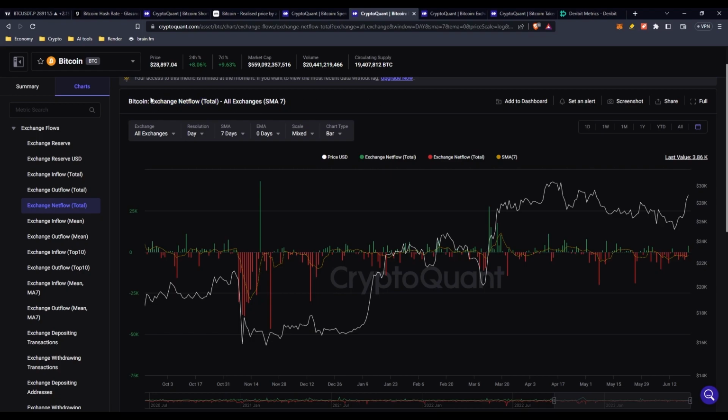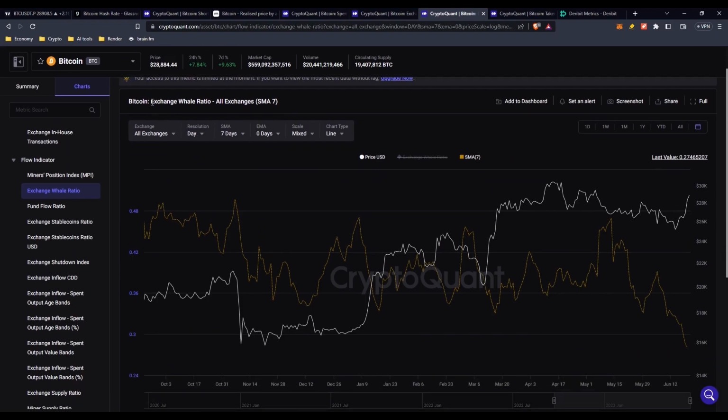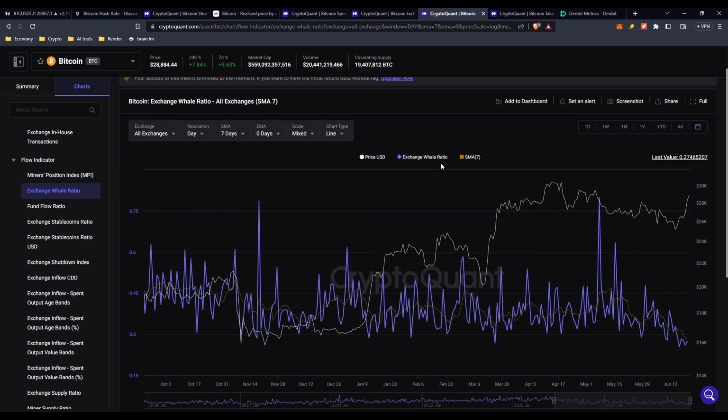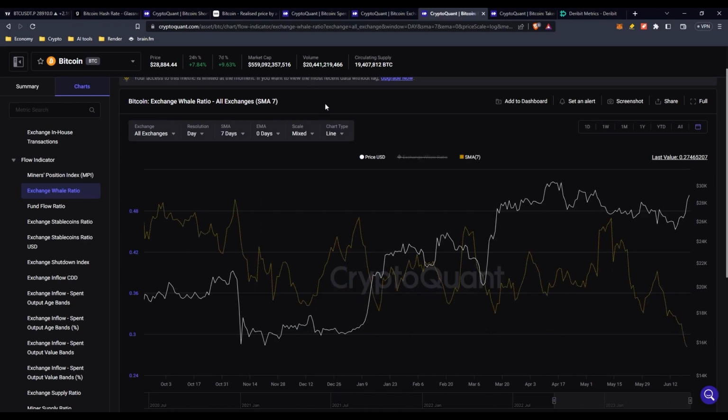So if someone tells you the exchange netflow is at an all-time low, or something like a 2-year low, it doesn't really mean that much. You have to consider this. If you heard it from someone, you have to understand the fundamentals behind it. The next thing we're going to explain is the exchange ratio. What it shows is how much whales are sending their Bitcoin to the exchanges in order to sell, because whales usually send Bitcoin to the exchanges in order to sell.